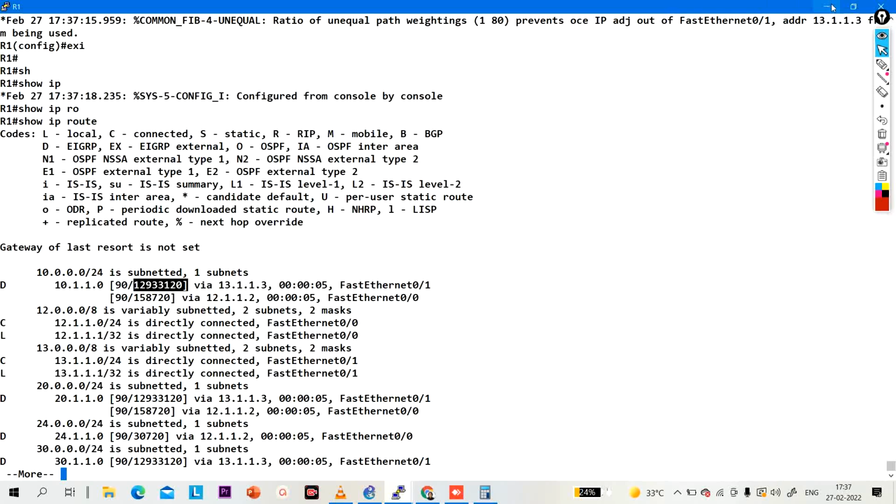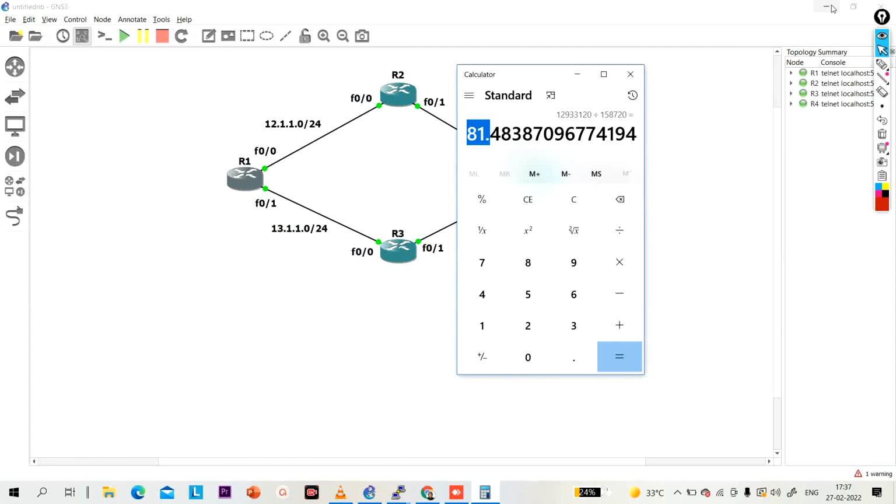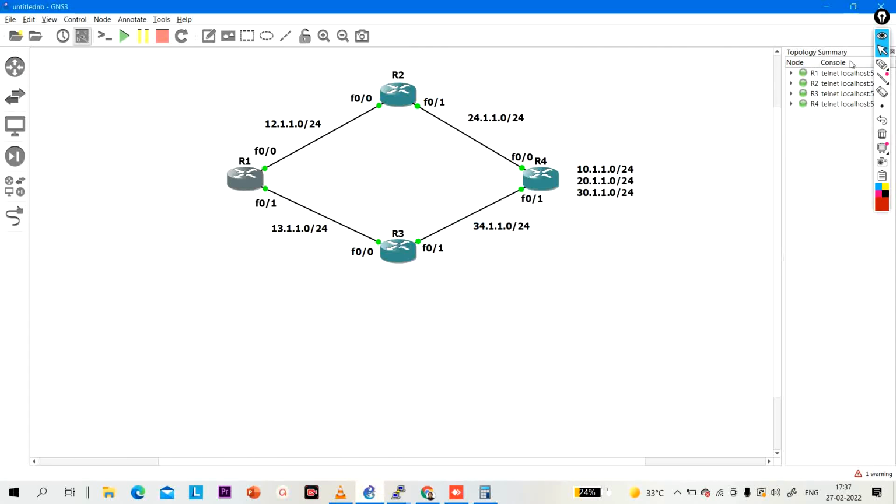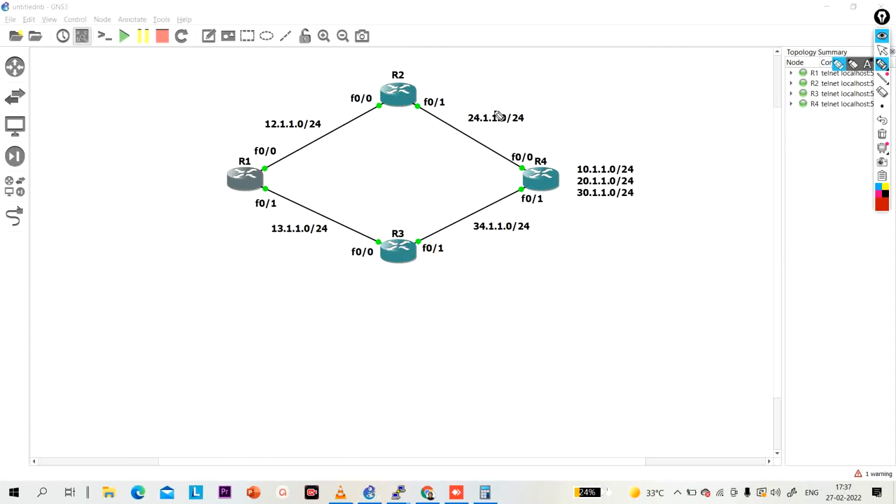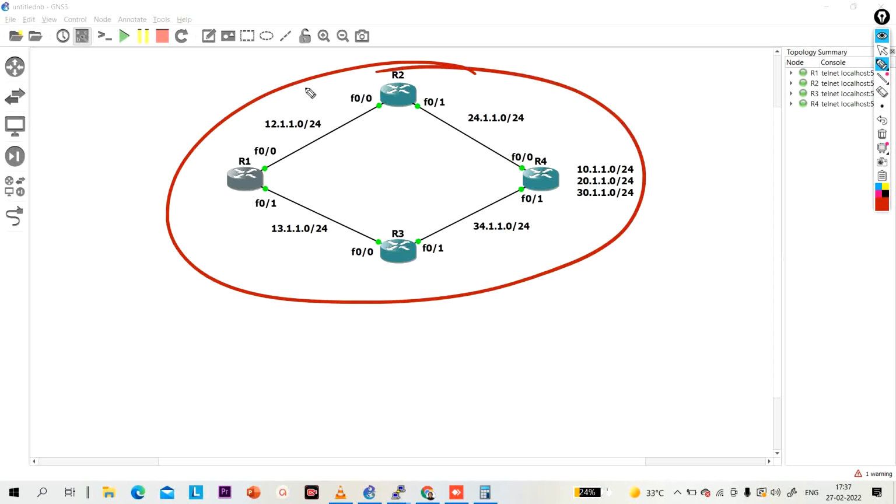So EIGRP is the only protocol which performs equal as well as unequal cost load balancing, right? So you can configure the variance value and perform unequal cost load balancing in EIGRP if you are using EIGRP in your network. So that's all for today, guys.